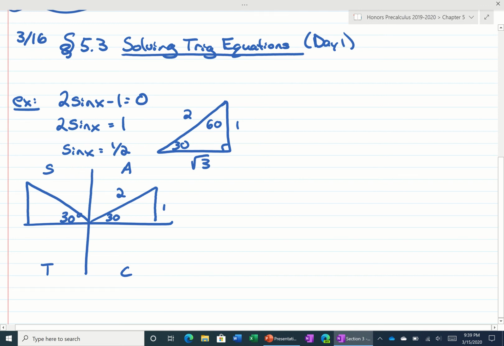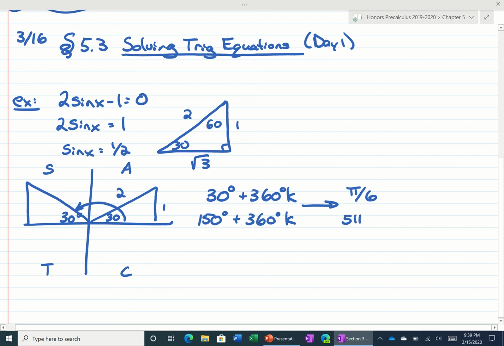So the answers would be, and remember we see x, so we should answer in radians, but 30 degrees plus the sine period, and this angle would be 150 degrees plus the sine period. Like I talked about, we should convert to radians to make sure that we're consistent. 30 degrees is the same thing as pi over 6, and 150 is the same thing as 5 pi over 6. And we're going to be adding 2 pi k because that is the radian measure of the sine period.